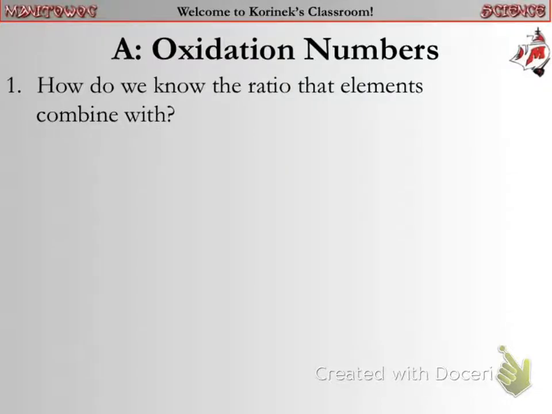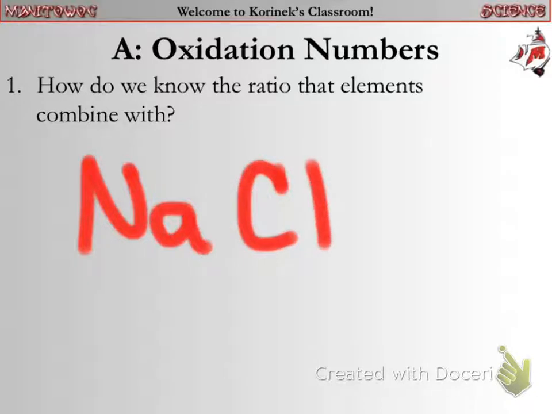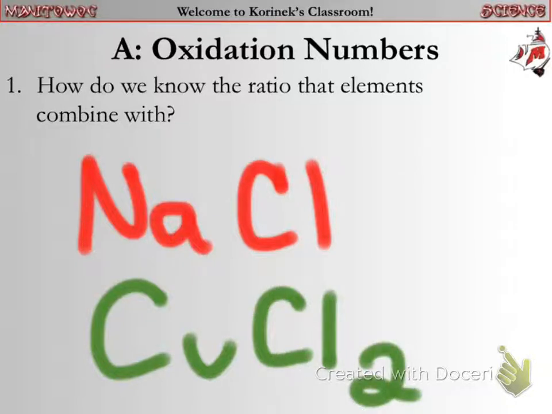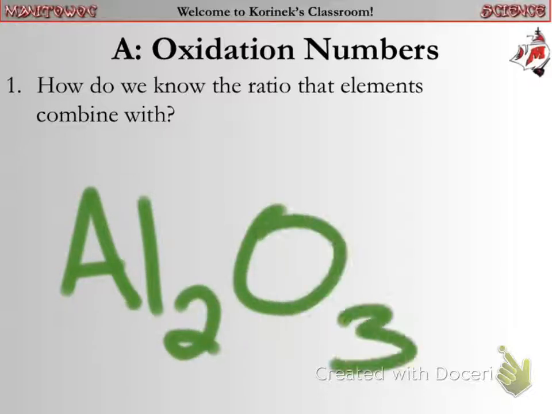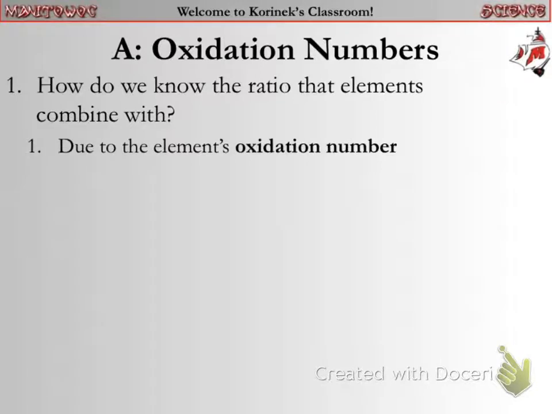How do we know the ratio that elements actually combine with? So for instance, table salt. If you're working with table salt, you probably know that it's NaCl, sodium chloride. But if you're working with the stuff that we were working with in the YouTube lab, which was copper chloride, that was CuCl2. There was a little 2 subscript. So you've got a lot of different options here. Aluminum oxide is actually Al2O3. So how do we know what these subscripts are on the bottom of these formulas? That's what oxidation numbers are going to help us answer.